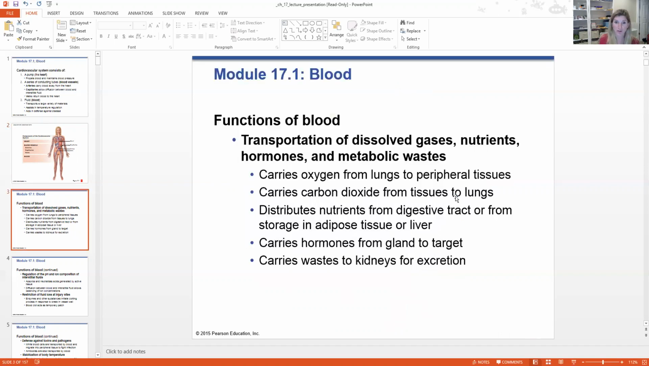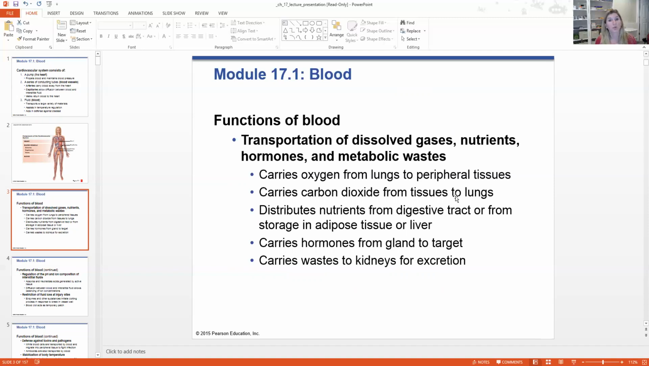Overall, there are three major functions of blood. One of those, the most obvious, is transportation. It's transporting dissolved gases, nutrients, hormones, and other waste products that are a result of metabolic processes. So oxygen can be carried from the lungs to the peripheral tissues. Carbon dioxide can go from the tissues back to the lungs and be expelled through respiration. There's also a nutrient distribution that occurs. When you bring food into your body, it goes into your digestive tract, diffuses through our capillary walls in our digestive tract into the blood, and then diffuses out of our blood into the peripheral tissues wherever it needs to go. Those glucose, the proteins, the lipids, etc., all going through our body, being carried by the blood.